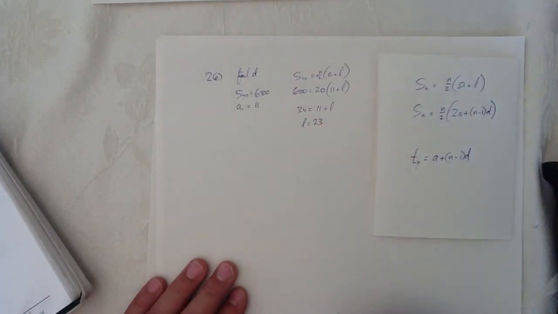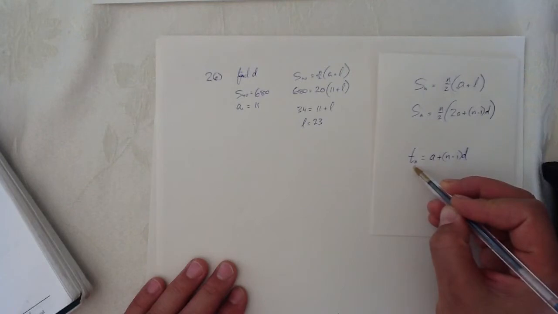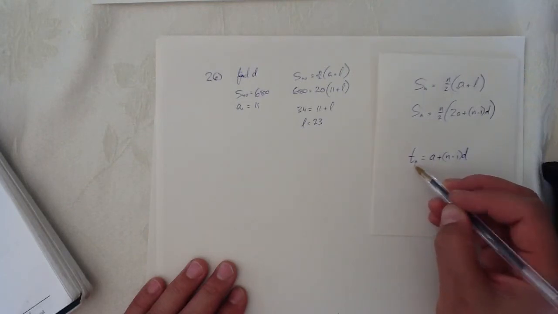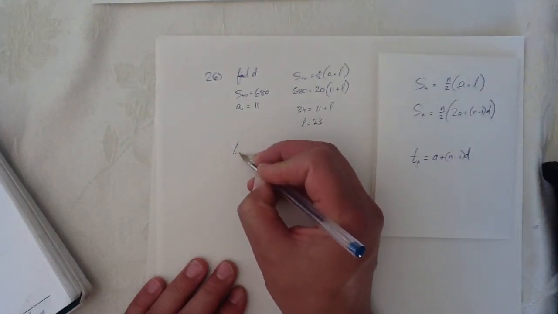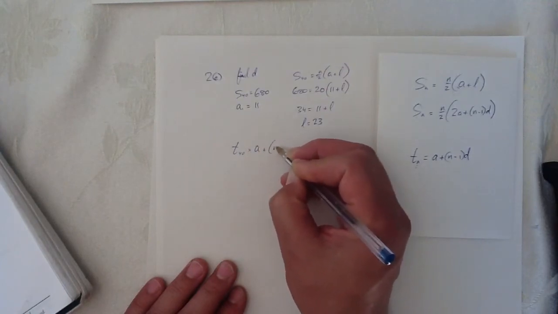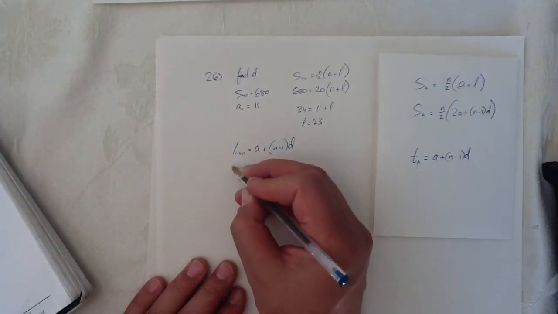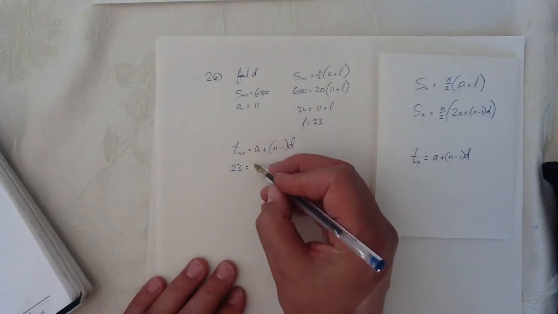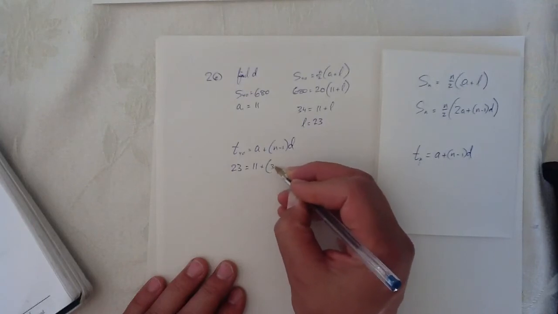23. So if L equals 23, L therefore becomes the last term. The last term being Tn, term n. So that would be the 40th term. So term 40 would equal a plus n minus 1 times d. So term 40 is 23 equals the first term, 11, plus n minus 1, which is 40 minus 1, 39, d.